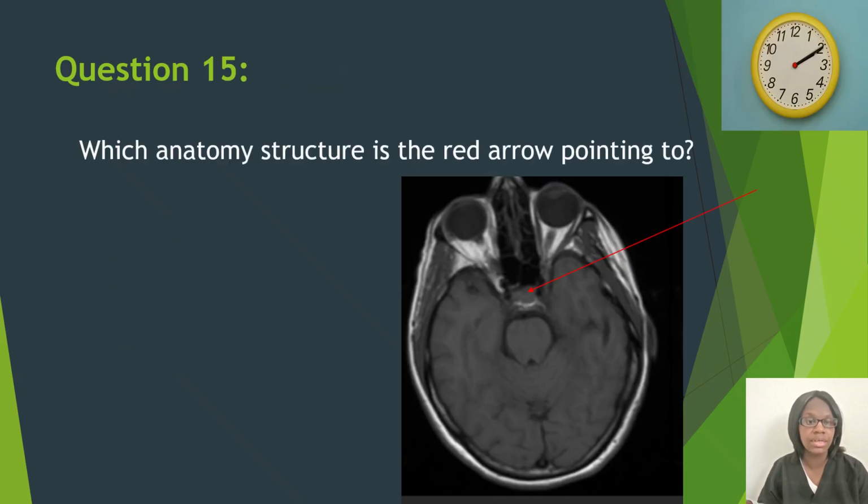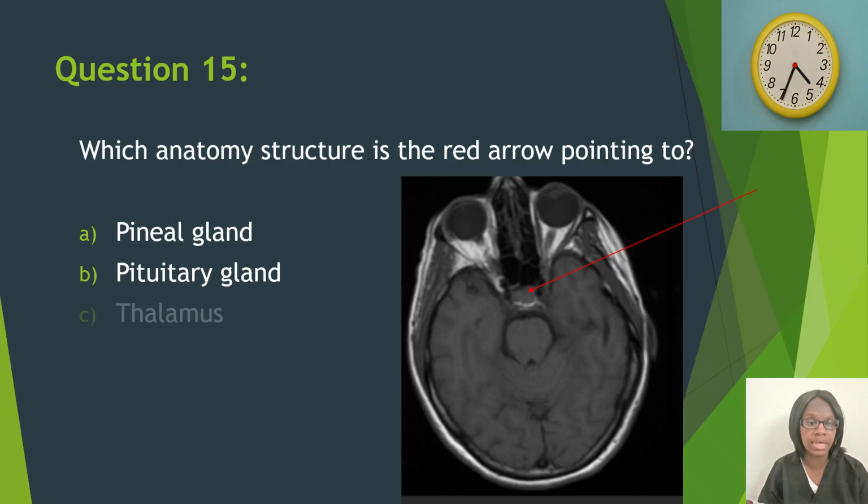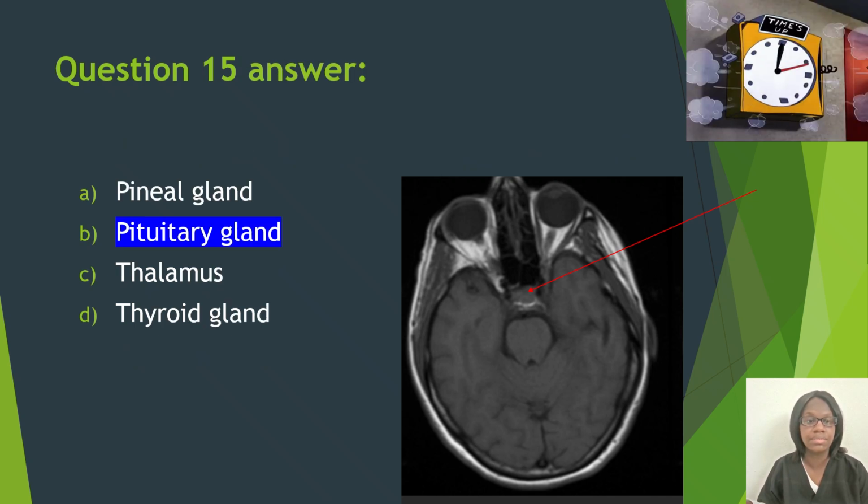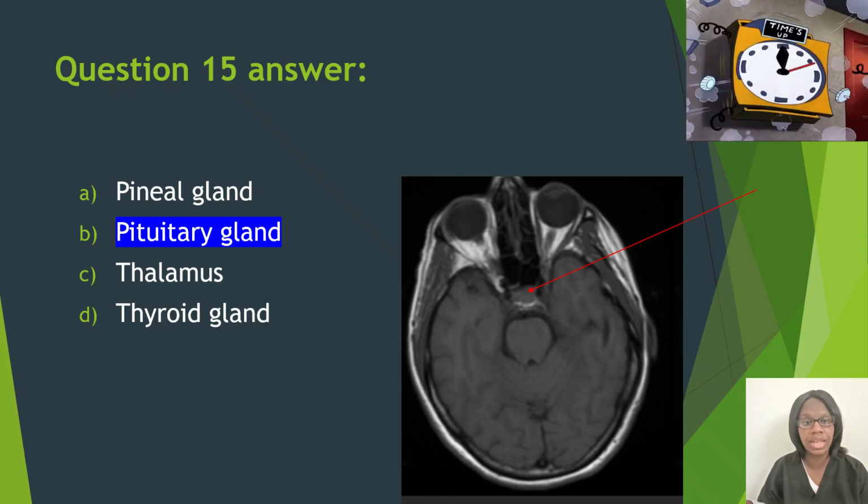Question 15. Which anatomy structure is the red arrow pointing to? A, pineal gland, B, pituitary gland, C, thalamus, or D, thyroid gland? All right, the correct answer is B, pituitary gland.